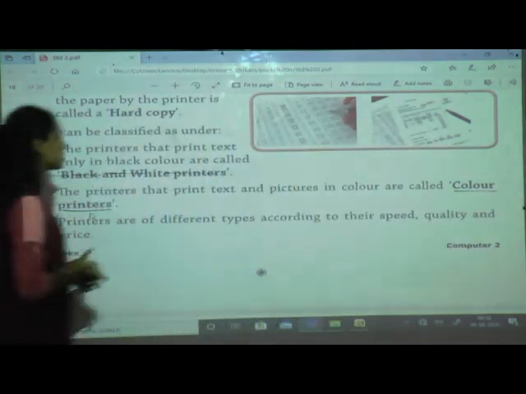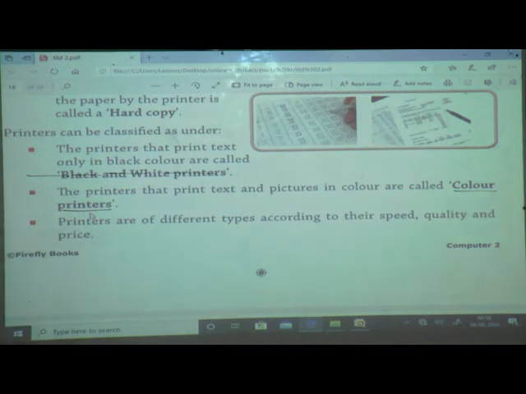If a printer prints only in black color, that type of printer is called a black and white printer, and if a printer prints in color, it is called a color printer. Next, printers are also of different types according to their speed, quality and price. Which are they? We will see.